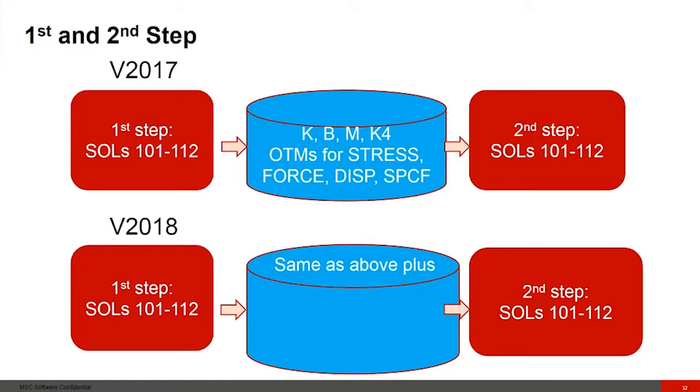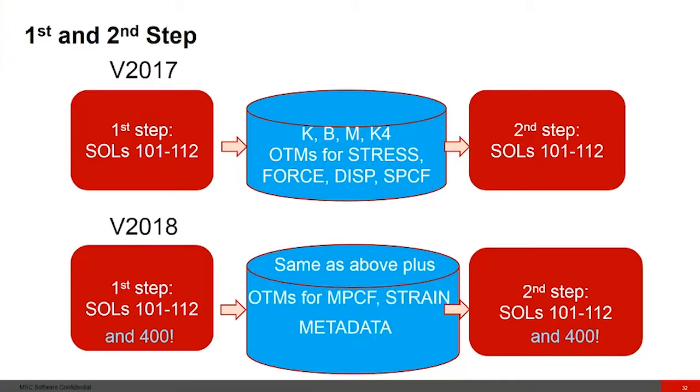So in the older versions, you could only get the stresses, forces, displacements, and SPC forces, but in the new version, in 2018, as you can see, we have added more. We have also extended the capability to be included in Solution 400. This is still a two-step method, where in the first step you create and generate the super elements, and then do the assembly, and in the second step, you do the data recovery.